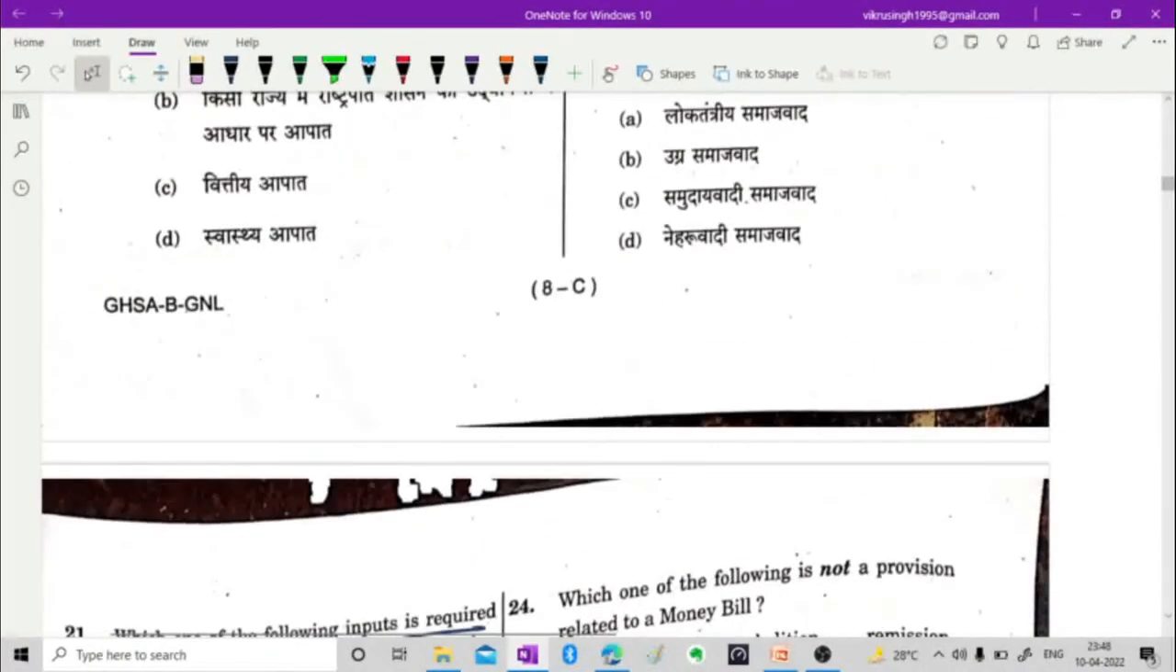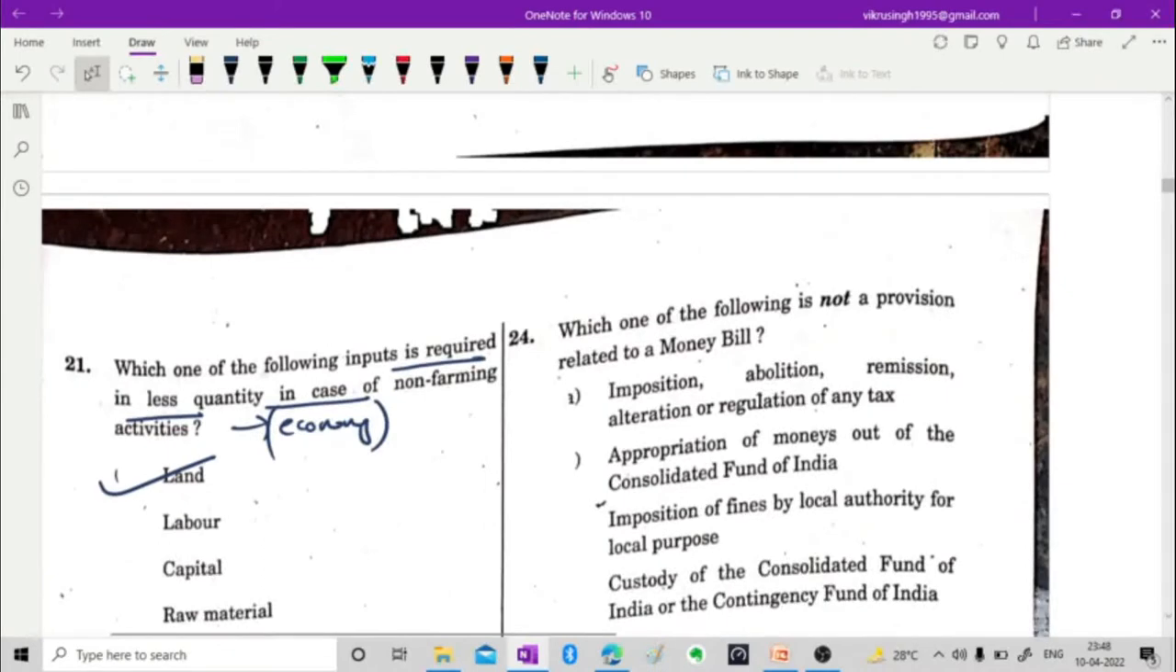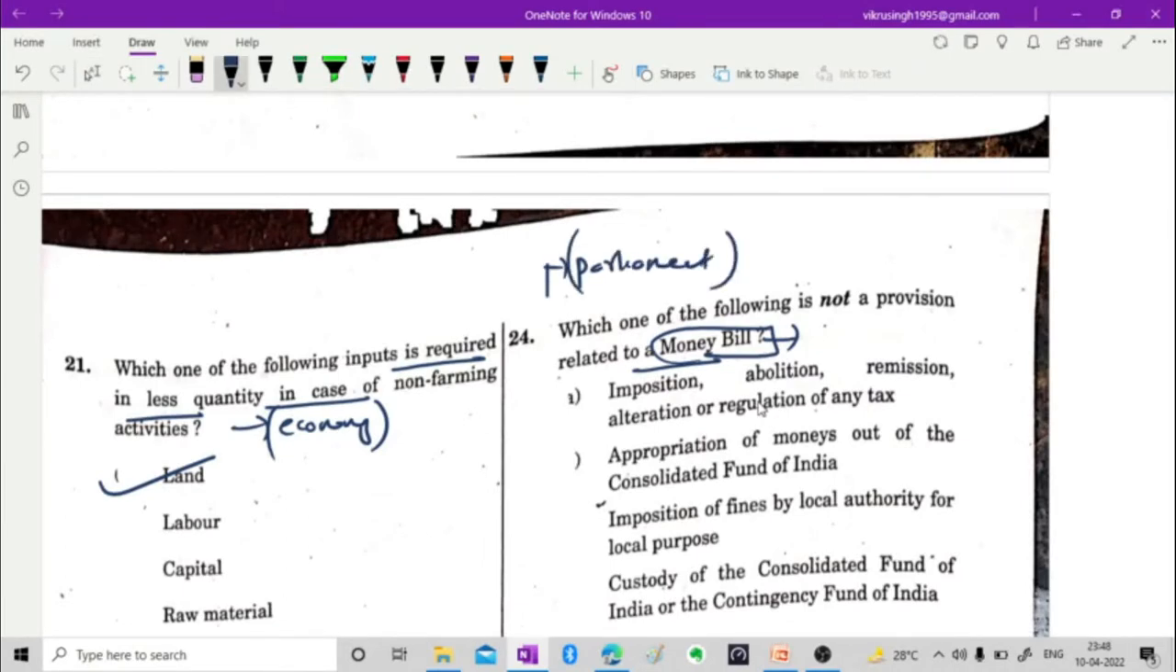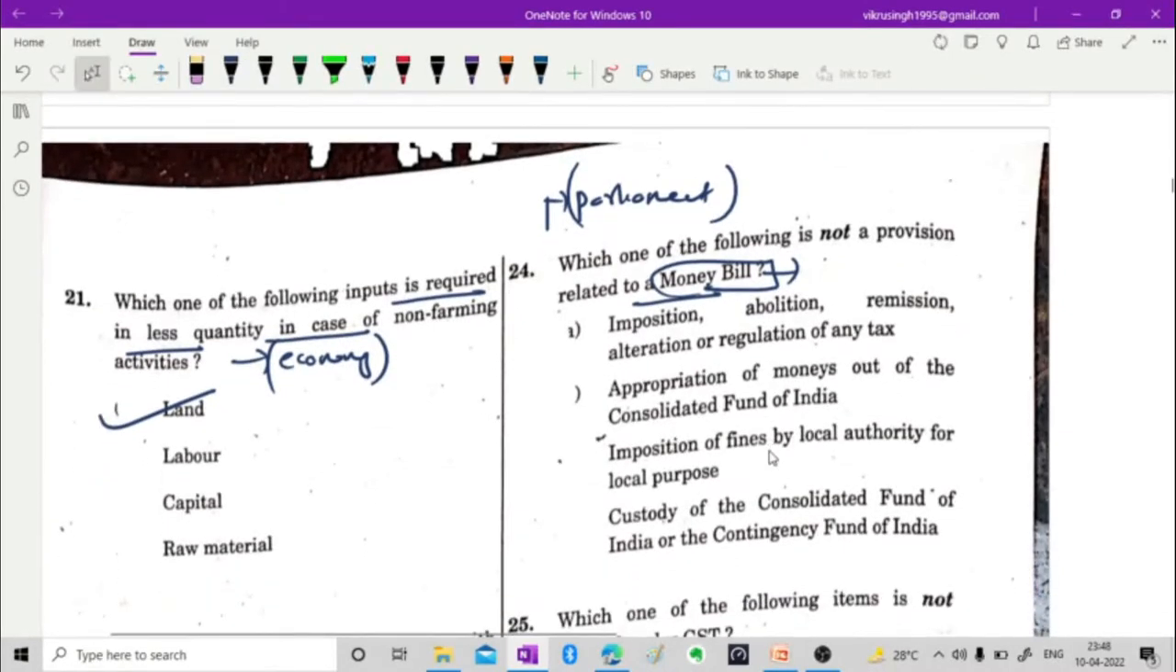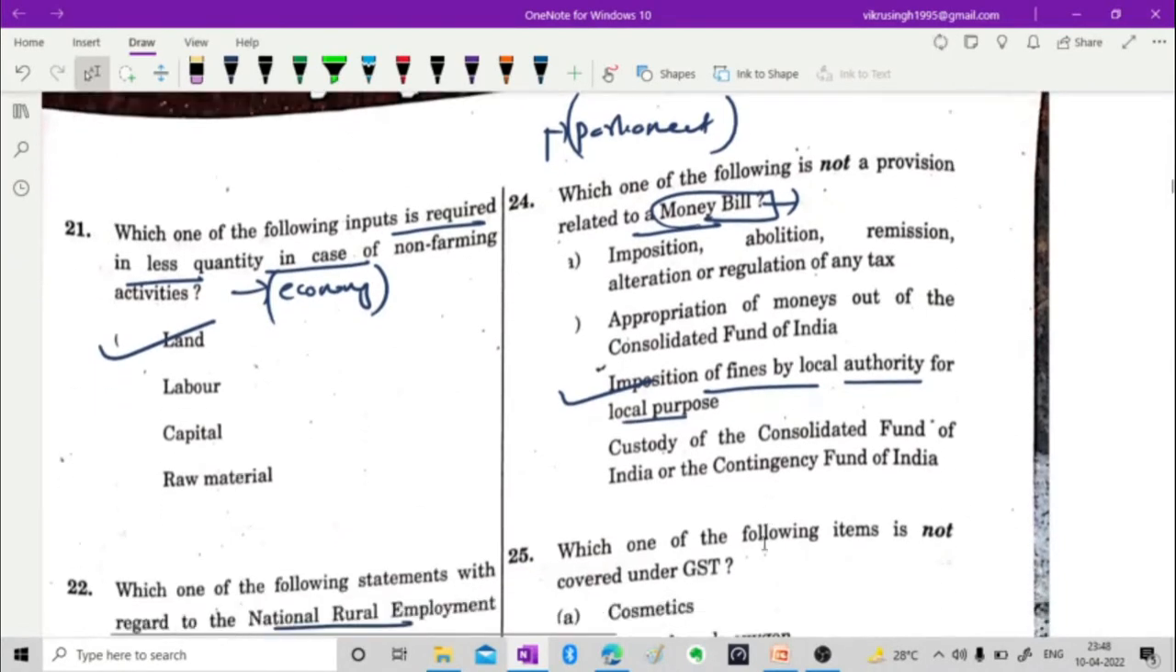Question number 24, which of the following is not a provision related to money bill? I told you, money bill and financial bill questions come in every paper. You can refer to the chapter Parliament of Lakshmikant book. What is asked in the question? Which is not a provision related to money bill. The correct option is C, imposition of fines by local authority for local purposes. It is not over there.